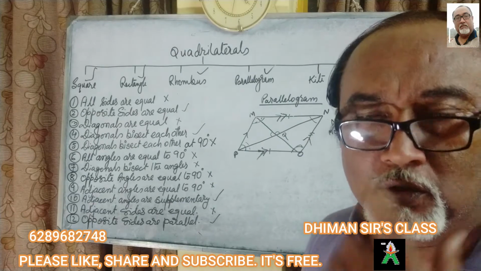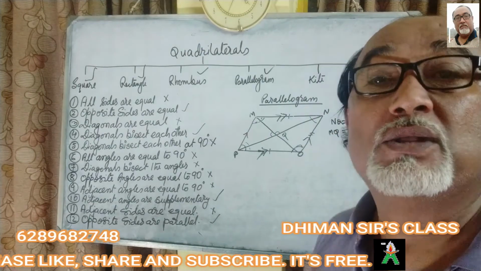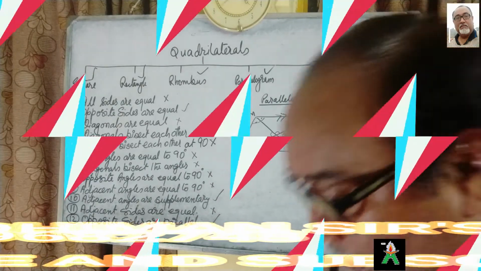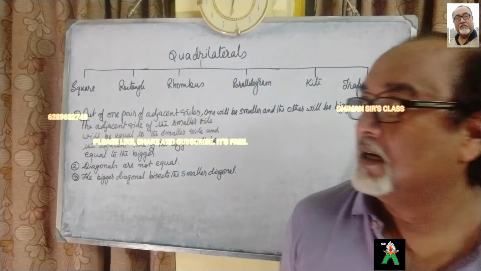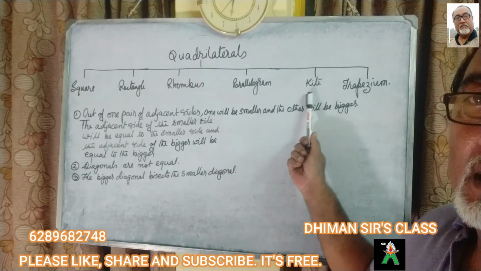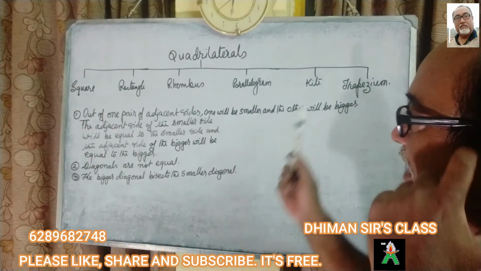So, now let's move on to the next one. Pause the video, copy it down. Let's move on to the next, that is kite. Okay, students. Now, let's move on to the next one, that is kite, the next quadrilateral.